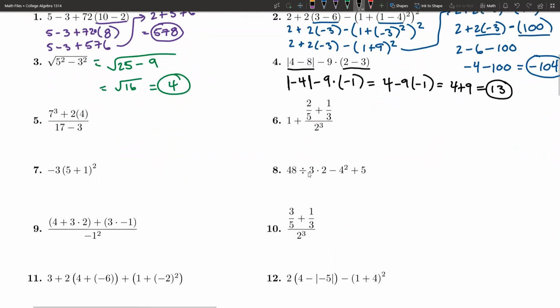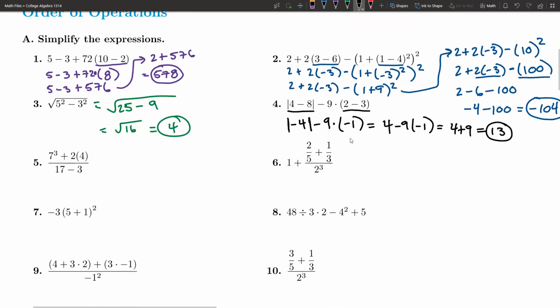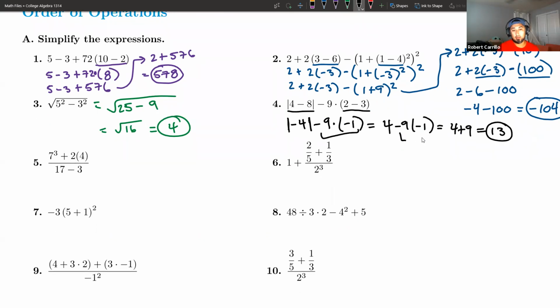Professor, can you walk me back to that negative 9 times negative 1? Did you multiply it and then it becomes a positive? Exactly. This is negative 9 times negative 1. Remember, it's still multiplication, so negative times negative becomes positive. Good with that?